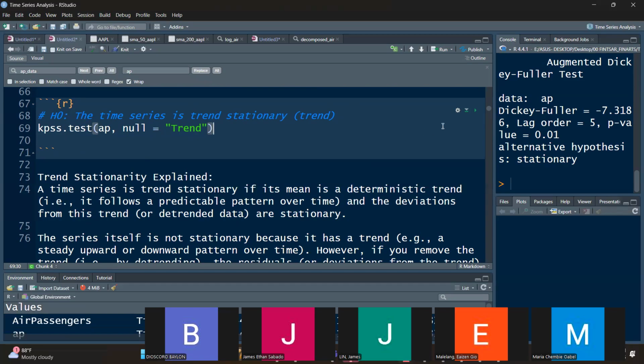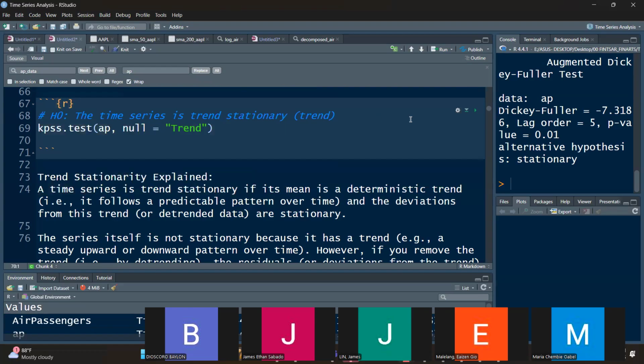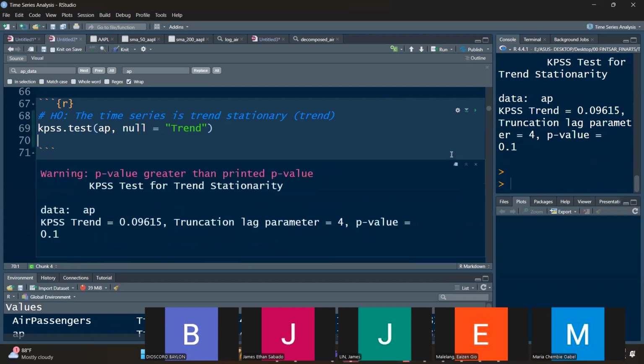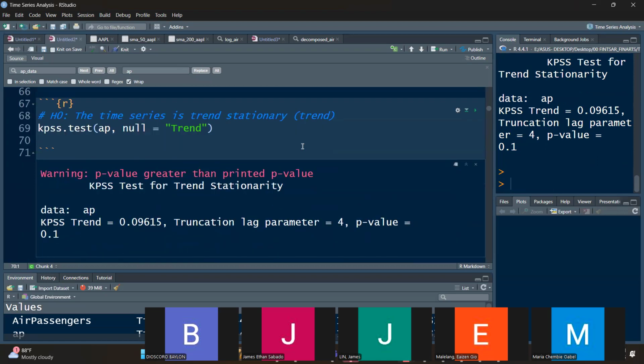So if we run this, please run. It's taking a while on my computer, and then the p-value is 0.1. Therefore, what's our conclusion here? We fail to reject the null hypothesis that indeed it has a trend, but it is stationary in its trend. That's something unique about the KPSS test.